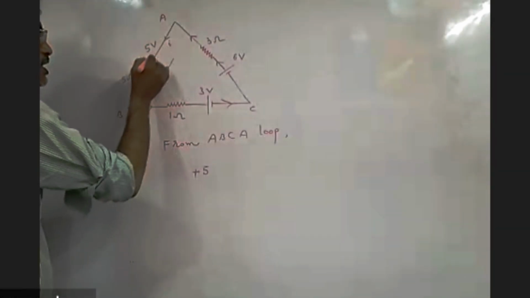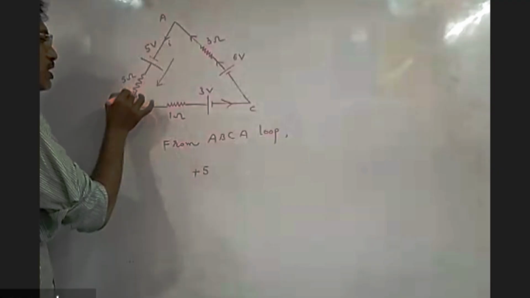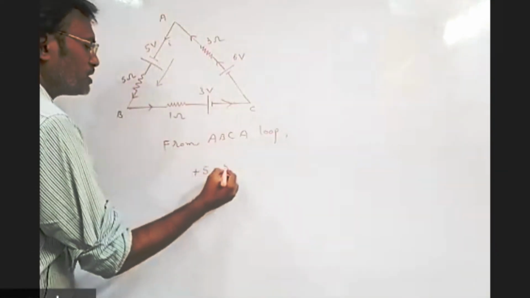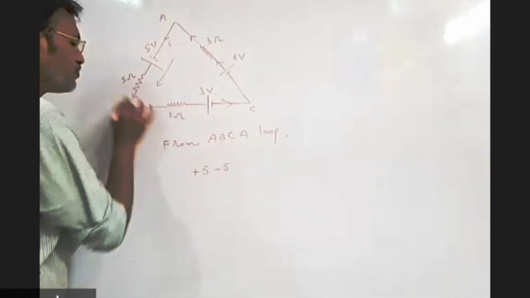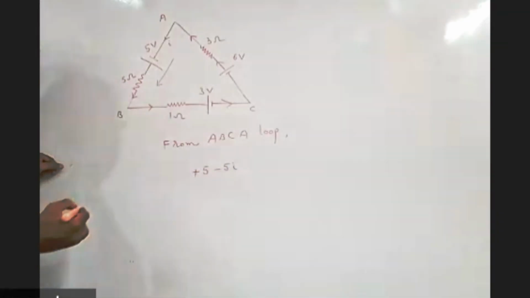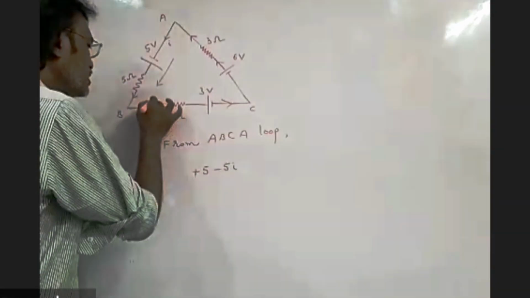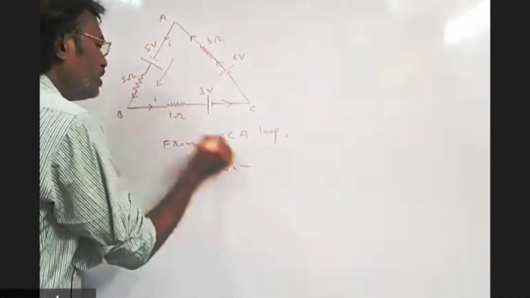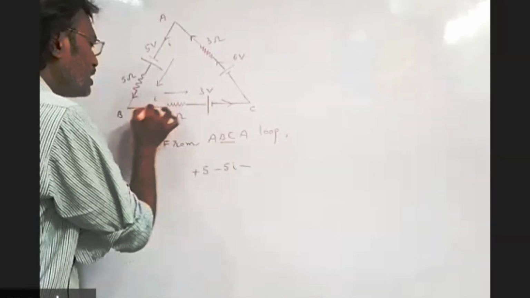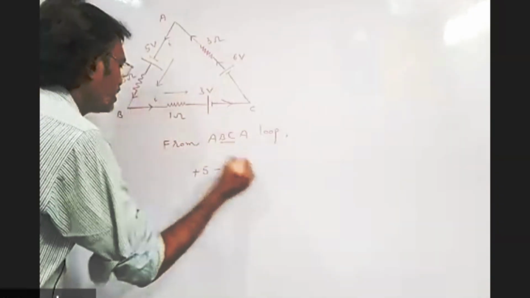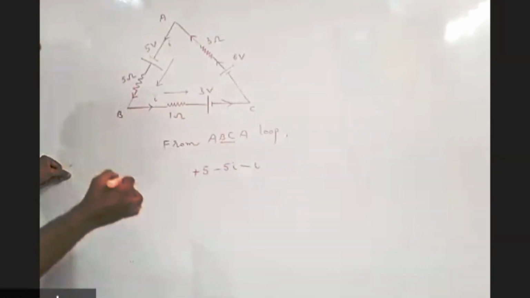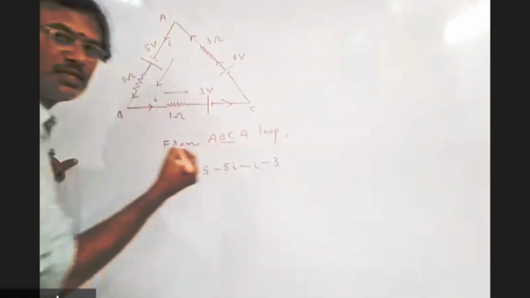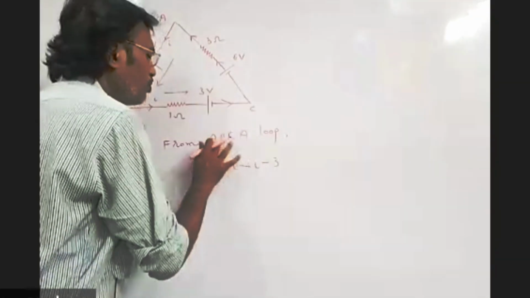The current passing through the 5 ohm resistor is I only. So according to Ohm's law, both are in the same direction, potential difference is negative, resistance is 5 and current is I, so minus 5I, and then move like this. The same current is passing through the 1 ohm resistor also. You are moving B to C in the same direction, current also flowing, and that's why minus 1 into I, minus I, and again high potential to low potential, minus 3, and then again you are moving from C to A.